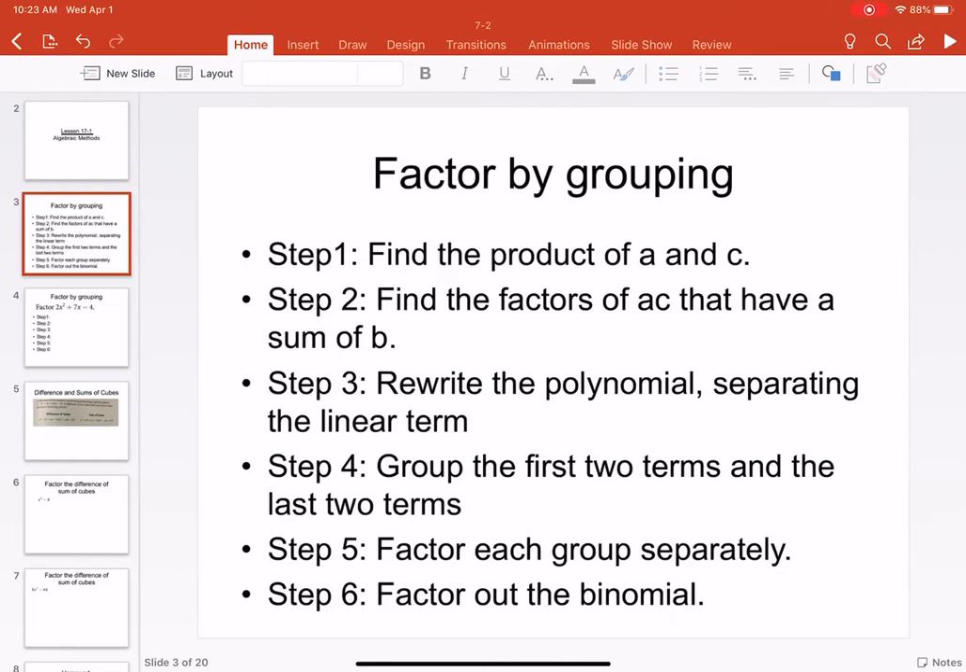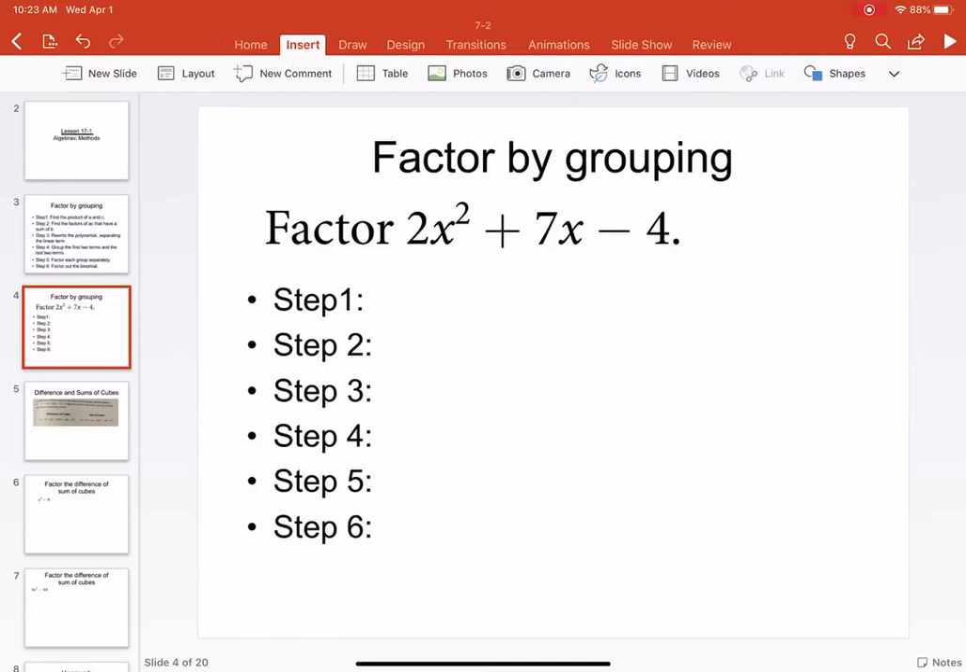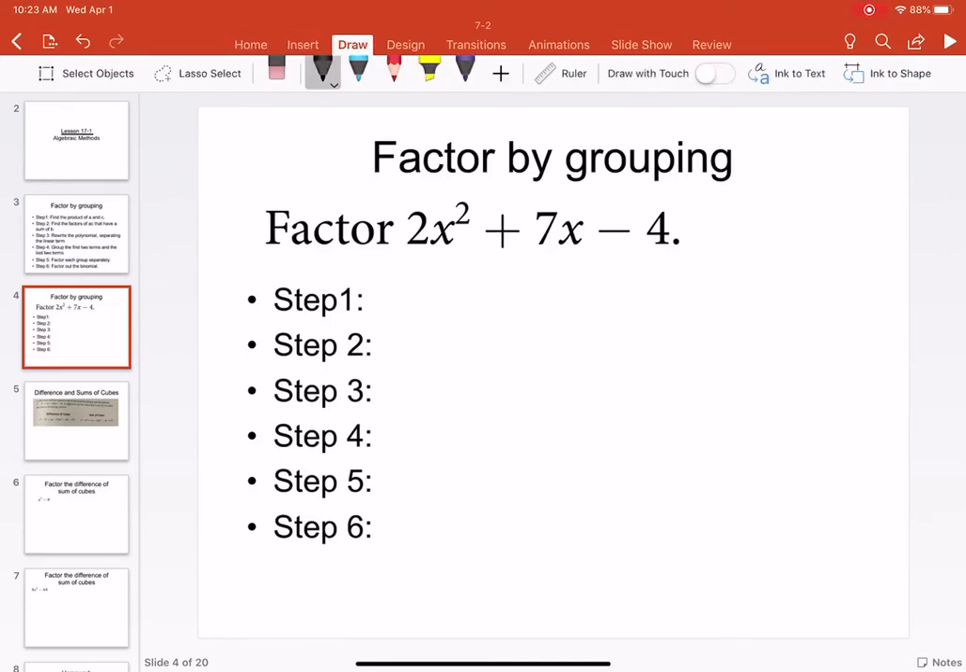All right, in our first example, we're going to factor by grouping, and we're going to factor 2x squared plus 7x minus 4. First let's identify that this is our A, this is our B, and this is our C. I'm just going to write them over here real quick. A equals 2, B equals 7, C equals negative 4.